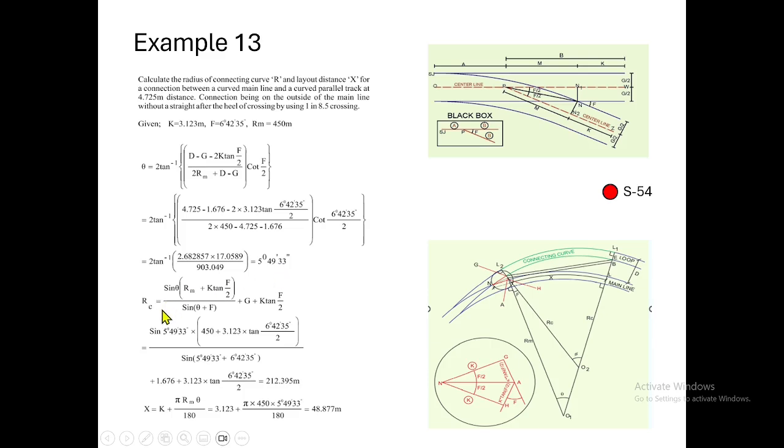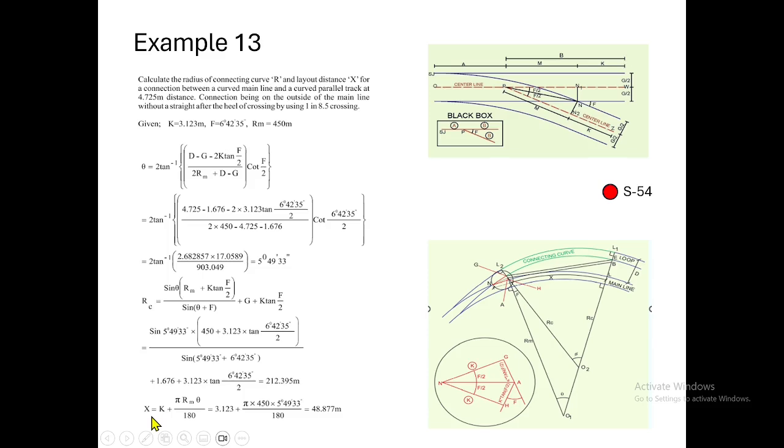Once we get theta, we can substitute it in this other formula for finding the radius of the connecting curve. So RC is equal to this big formula. Here also we substitute the theta we found. RM we know, K we know, angle we know, G also we know. Substituting all the known values, we get the radius of the connecting curve.